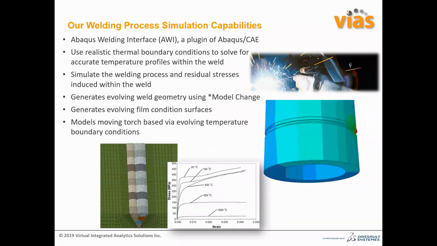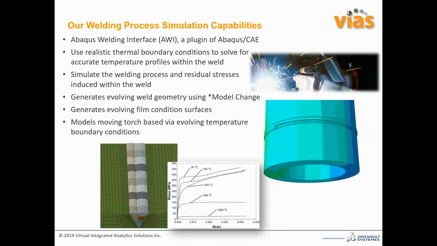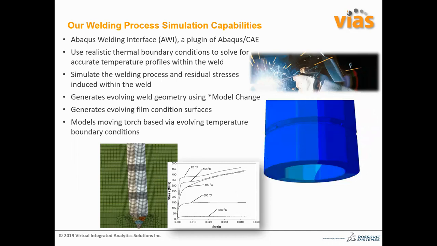So it basically goes by taking things to a certain maximum temperature and then cooling down from that. Depending on the weld path, the temperature can rise back again, depending on where your torch is. And by simulating the welding process and the cooling down, using the material model and the constitutive relationship, you will look at the residual stress that is induced within the weld.